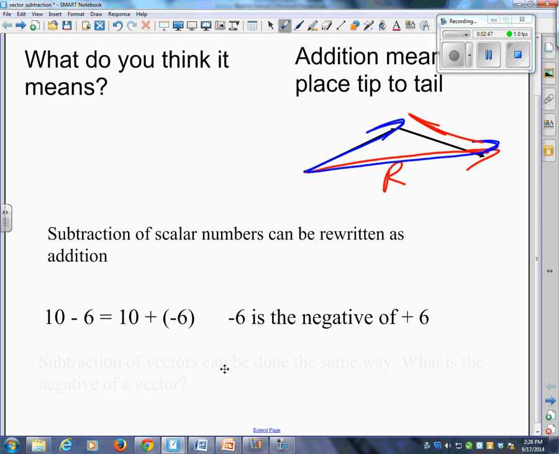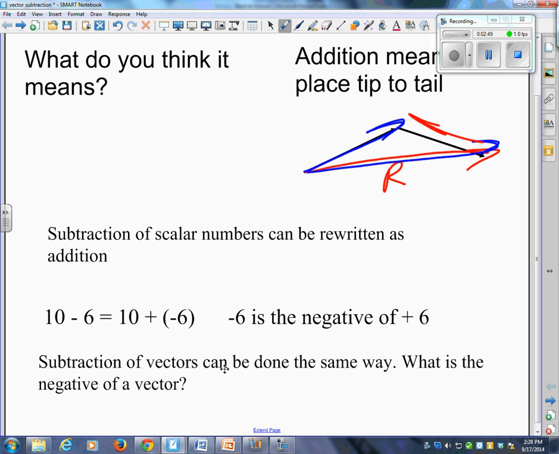So could we say that subtraction of vectors can be done the same way? I'll tell you that is true. When you subtract vectors, you add the opposite, or add the negative. When you go 10 plus minus 6, you're adding the negative. It's the same for vectors, but the question is, what does it mean? What does the negative of a vector mean, do you think?